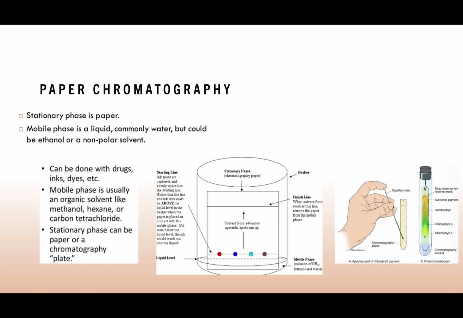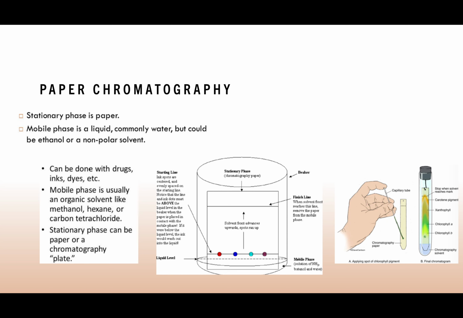So it can be done with drugs, inks, dyes, etc. Right? And we have that there. The mobile phase is usually something like methanol, hexane, or carbon tetrachloride, and the stationary phase is usually a paper or chromatographic plate. All right.